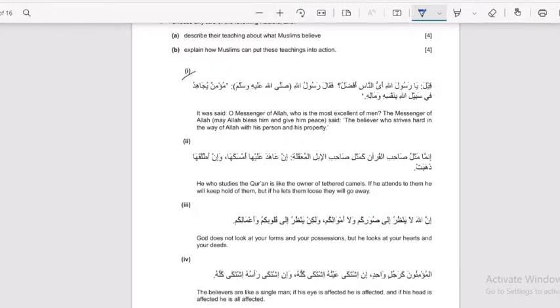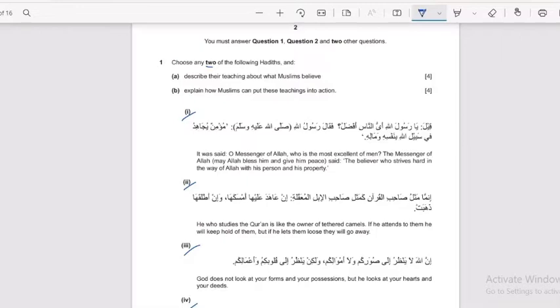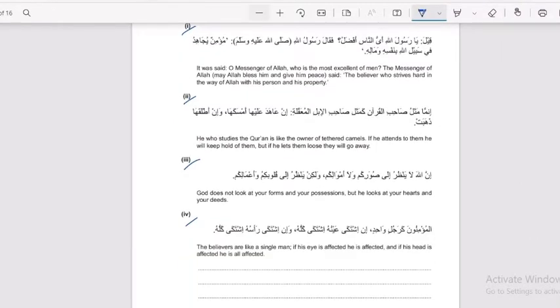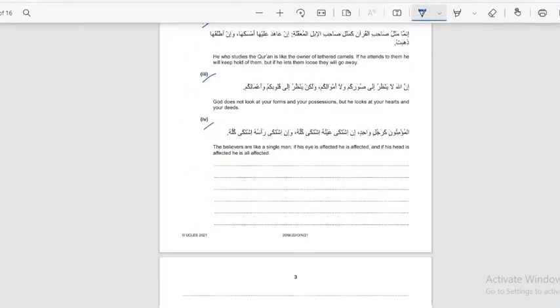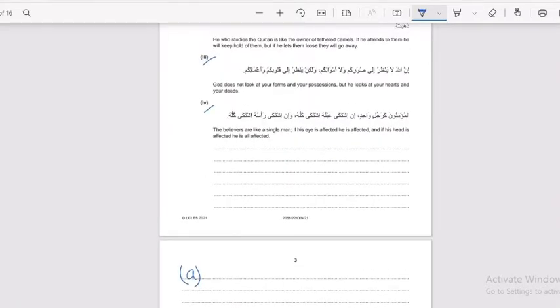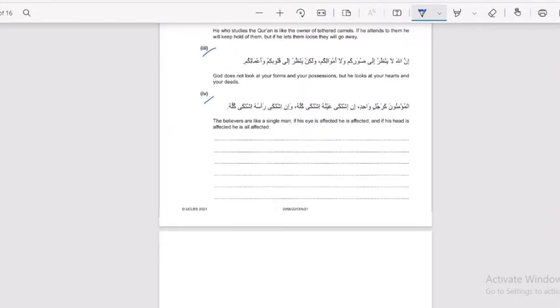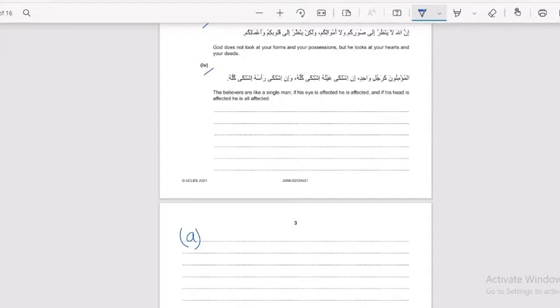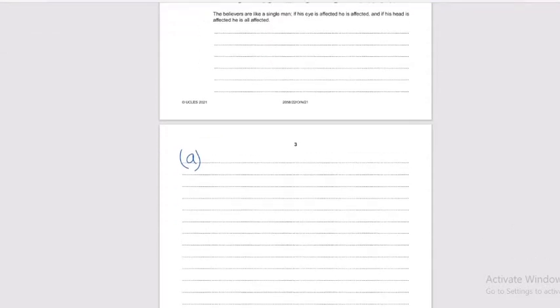Here they've given 4 ahadith, and you have to select again any 2 of the following. So I'll just tell you a little bit about this question. You have to start with part A, and you can't do part A for one hadith and then part B of that hadith and then part A again and then part B again. You have to answer in one go.